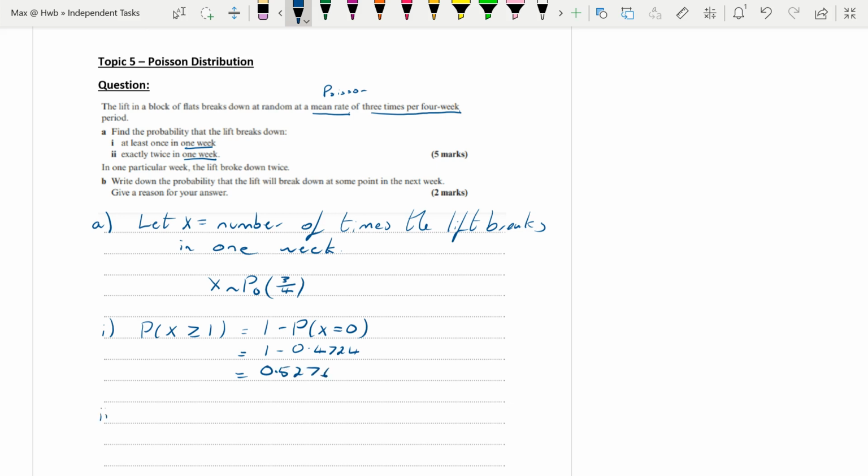Okay, then I've got part 2, which is going to be something pretty similar. I want exactly twice. Now, again, same with binomial and Poisson here. If you've got an equals to, use your formula. Okay, so it's e to the minus lambda, so 0.75. That's my 3/4. Then lambda, 0.75 to the power of x, which is 2, all over x factorial, so 2 factorial. And I'm going to type it in. 0.1329.